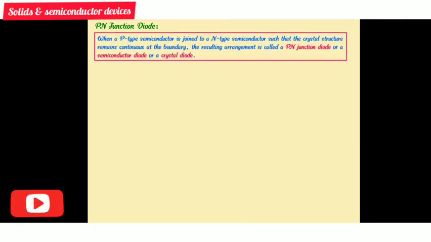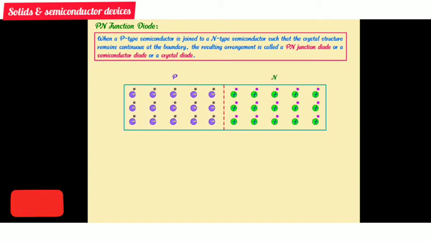P-N junction diode. When a P-type semiconductor is joined to N-type semiconductor such that the crystal structure remains continuous at the boundary, the resulting arrangement is called a P-N junction diode or a semiconductor diode or a crystal diode. We can see the structure of P-N junction diode.